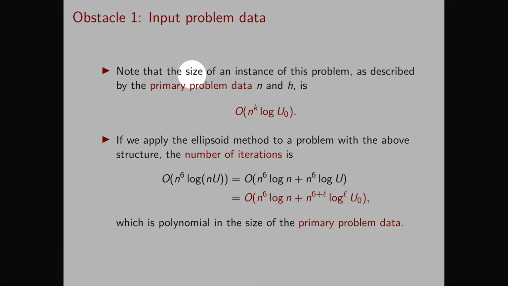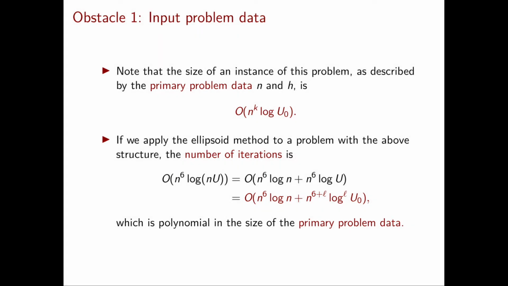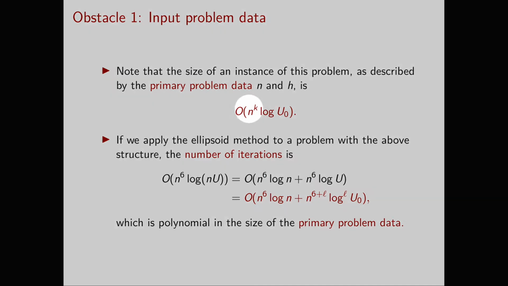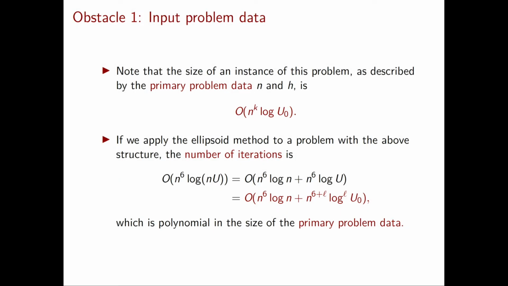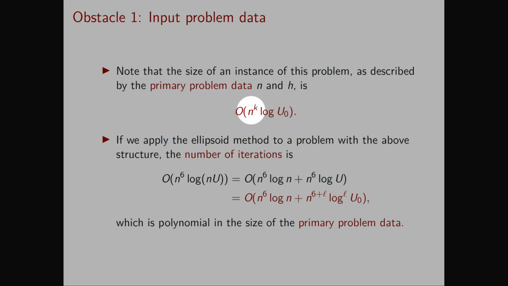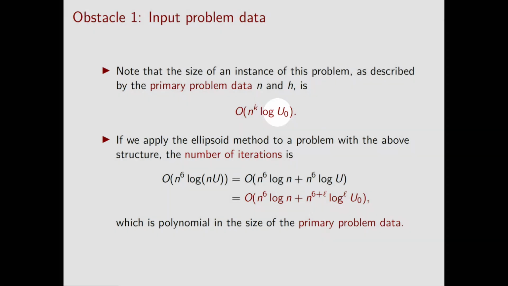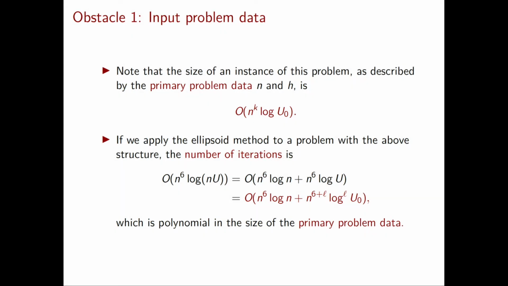Now the size of an instance of our problem, as described using the primary data n and a, is big O of n to the k log u0. This is because the vector a has big O of n to the k entries, and each one is at most u0 in absolute value. Now let's apply the ellipsoid method to our problem.